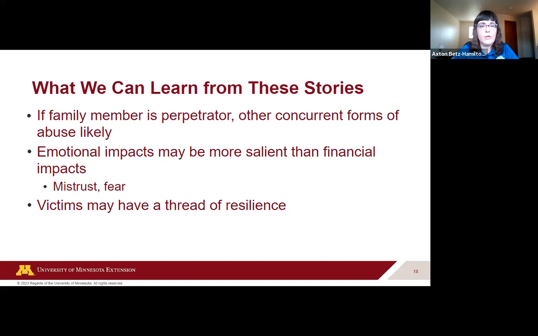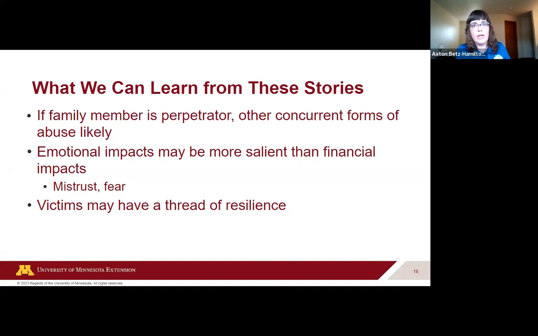So what can we learn from these stories? If a family member is the perpetrator, other concurrent forms of abuse are likely. Again, that idea of polyvictimization. Emotional impacts may be more salient than financial impacts. When I talk with victims, oftentimes they talk to me about the emotional impacts and how much that has had a negative influence on their life, more so than the financial.